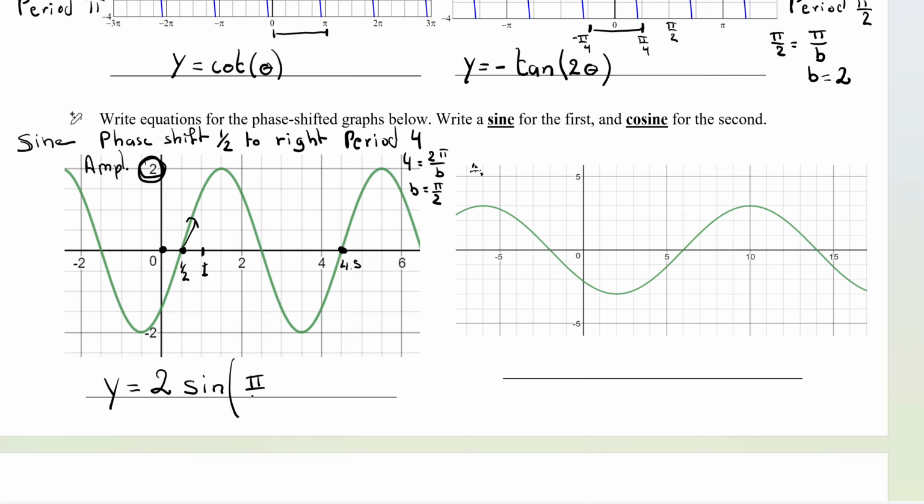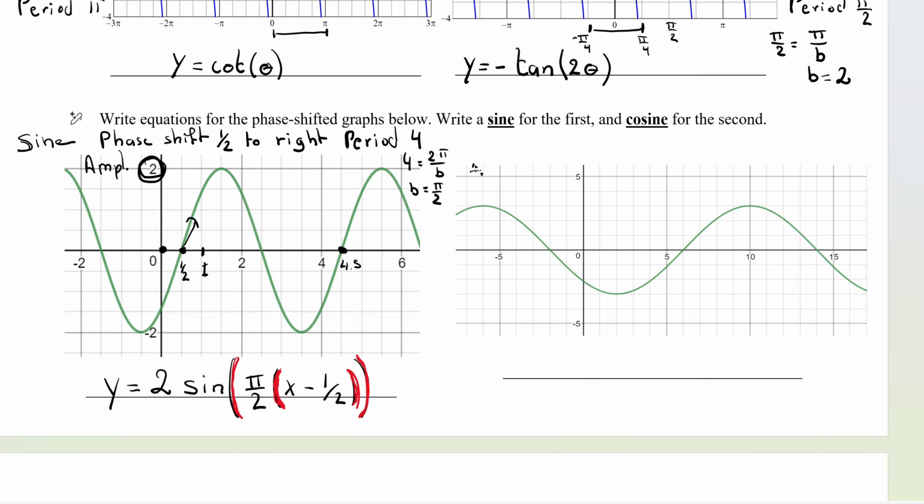So pi over 2 times x minus that shift, and then no shift up or down because we don't have a midline other than 0. Notice the extra set of parentheses. This is very critical that you notice that. So we have this extra set here. So we're kind of putting alone or factoring out that b value, right? So that it doesn't affect our phase shift.